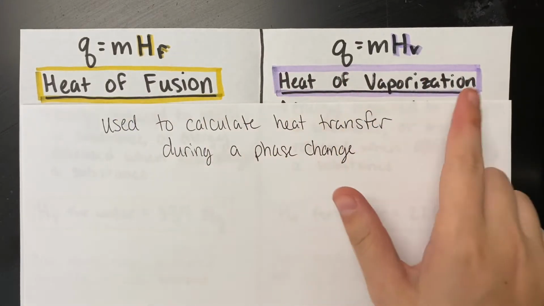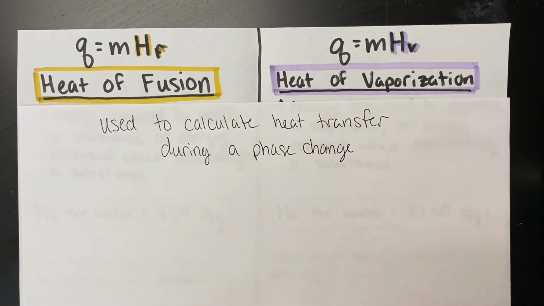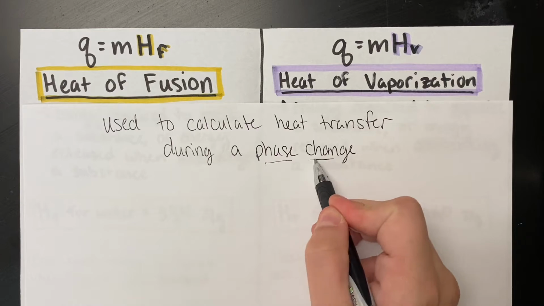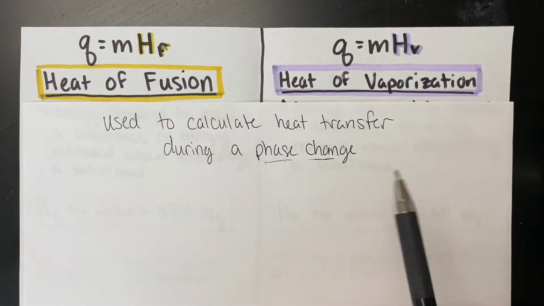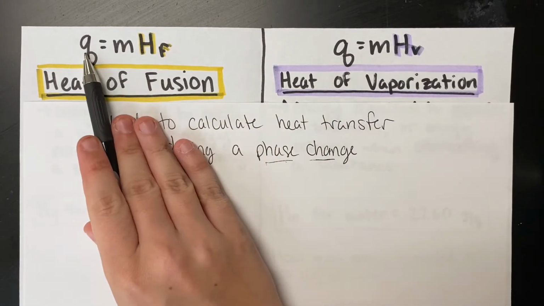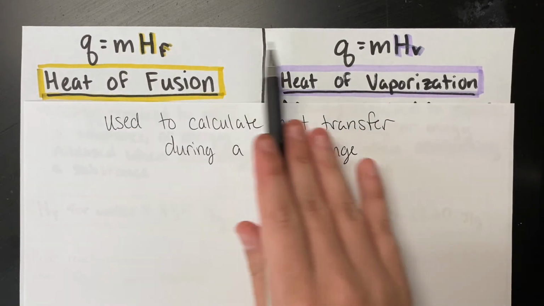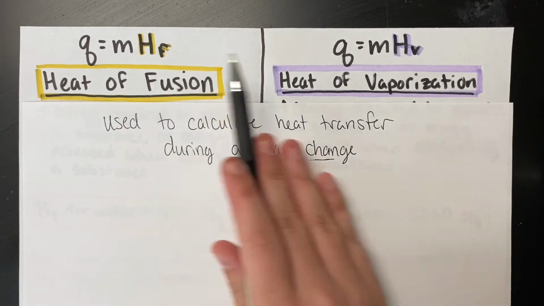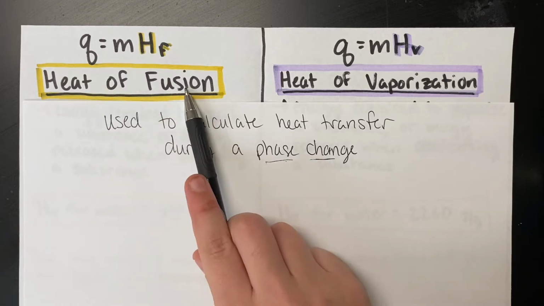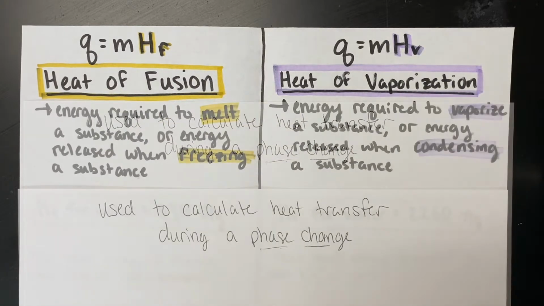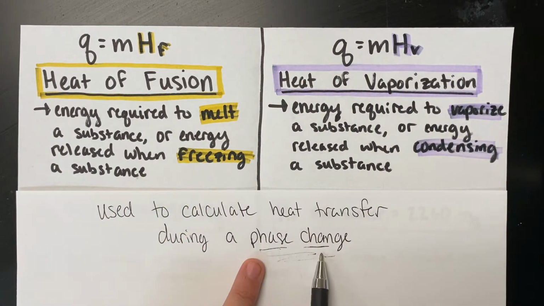The purpose of these two formulas is to calculate the heat transfer during a phase change. And there's two different ones, depending on which phase change you're referring to. They're very similar. Q is our heat in joules, M is our mass in grams, and both formulas have those. The only thing that's different is this H value. We have HF and HV, and those stand for heat of fusion and heat of vaporization. The reason we have two different H values is depending on the phase changes that are happening.